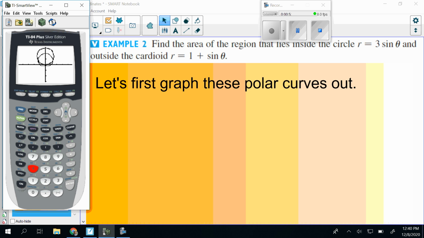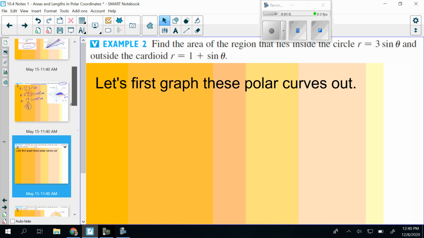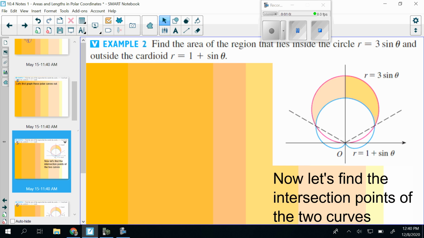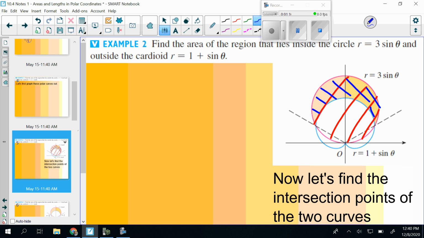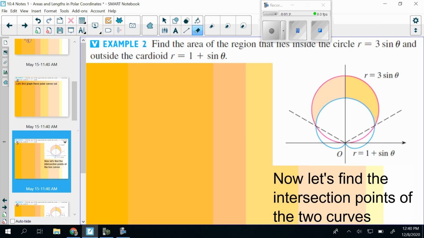This wants us to find the area inside of that circle but outside of that cardioid. If you look at those two graphs, here's another picture of what this looks like. Inside the circle would be anything in here, and then outside that cardioid means we don't want to be inside that. It looks like the overlap is what's colored in orange here.